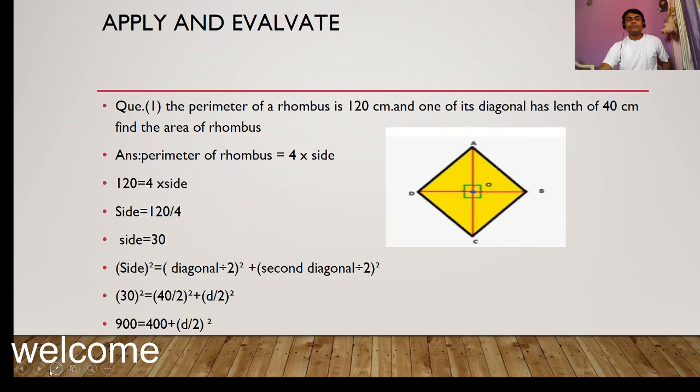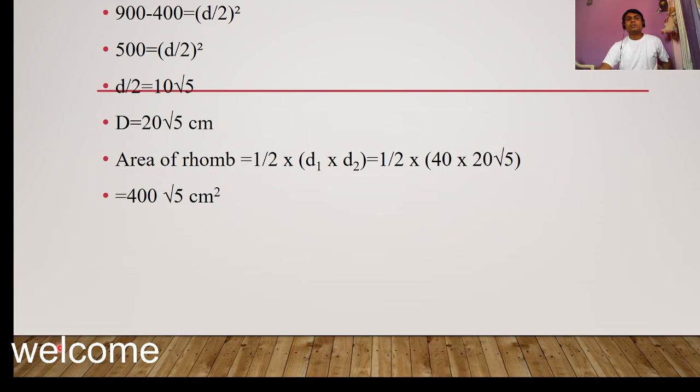Putting the values, 900 equals 400 plus D by 2 square. Solving that, 900 minus 400 equals D by 2 square. 500 equals D by 2 square, that is D square by 4. Taking the square root on both sides, the square root of 500 is 10 root 5, so D by 2 equals 10 root 5, D equals 20 root 5.